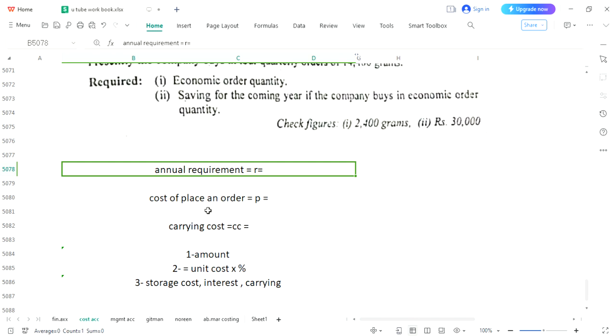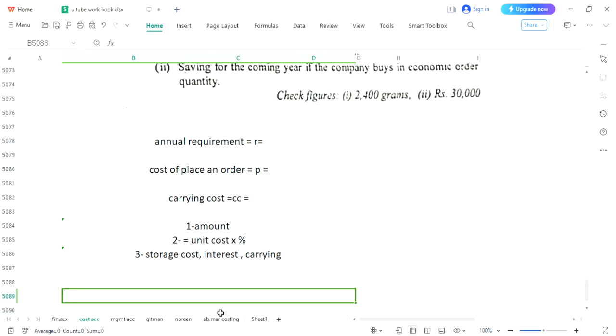So cost of placing an order is P, and then carrying cost means how you will transport your units from the buyer, the person from whom you have bought those commodities, to your place, and then how you will store it. This is called carrying cost. So these three factors would be included in our formula.